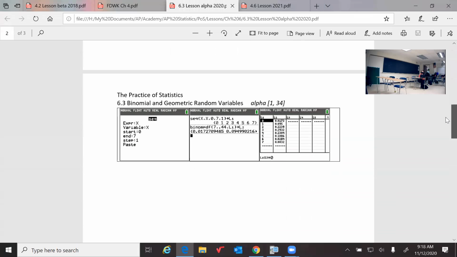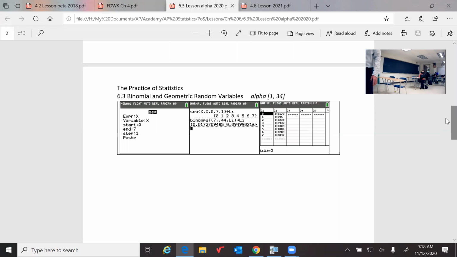Okay, so let's look at this. 77. Now, you wouldn't know to do this, but it asks, is this a binomial scenario? We're going to walk through this together. And they're saying the probability of success was 44%. Well, the answer is yes. The question is why?